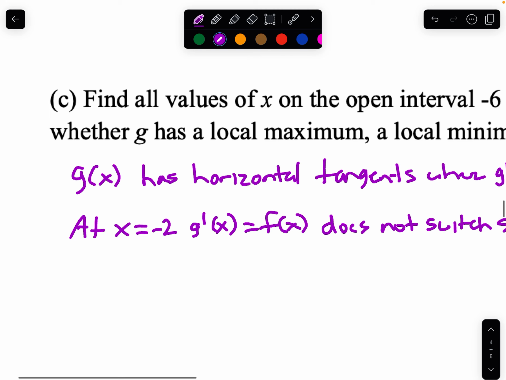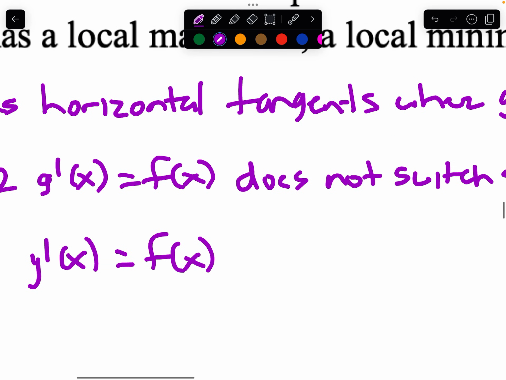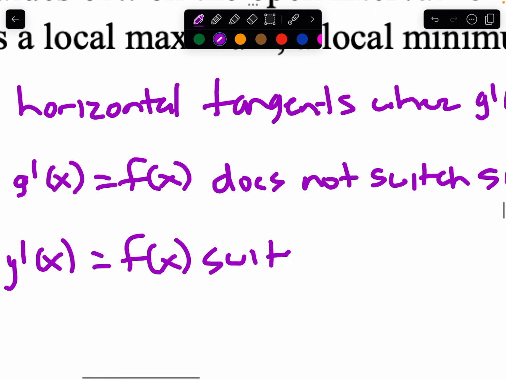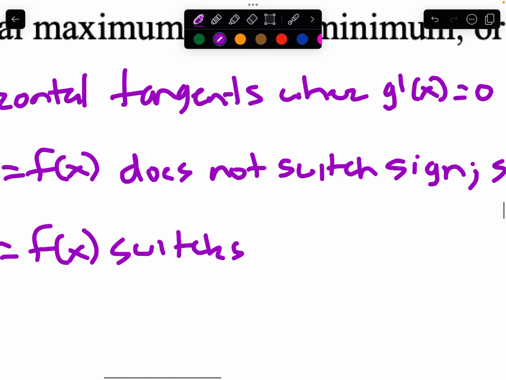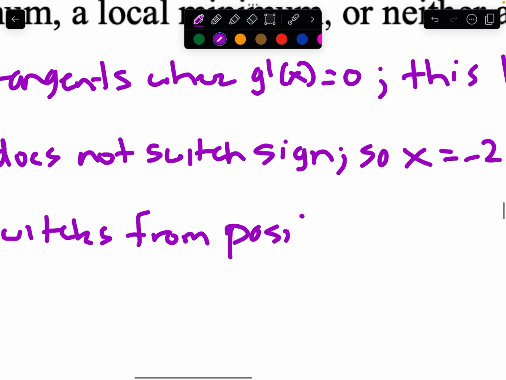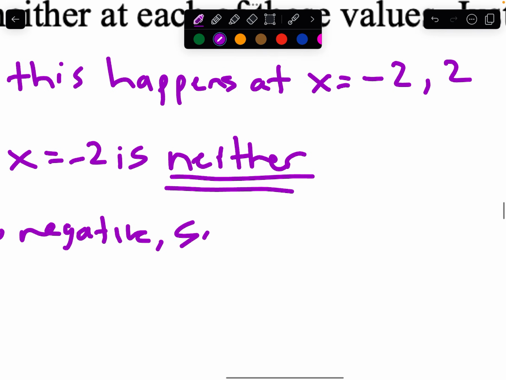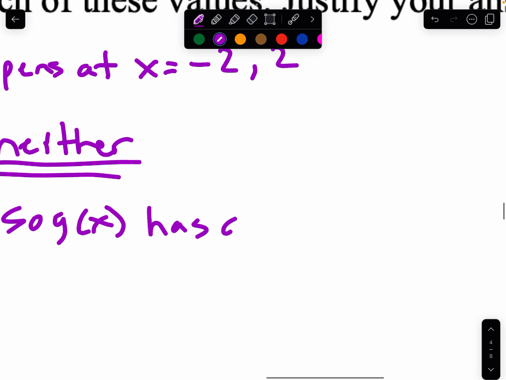So here goes. At x equals positive 2, g prime, which is f, based on the fundamental theorem of calculus, switches from positive to negative. So g of x has a local max at x equals 2.